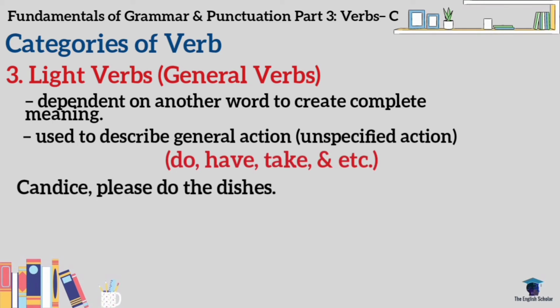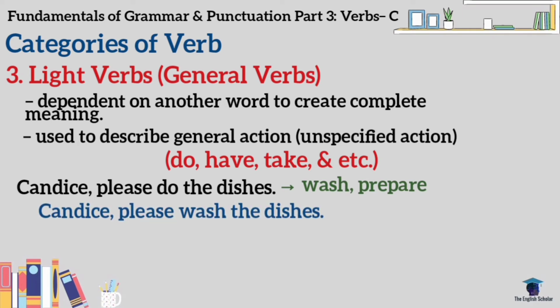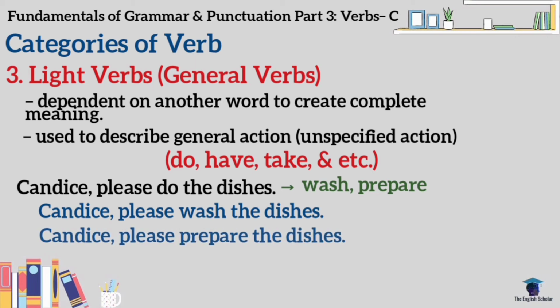Candice, please do the dishes. The word do here is used as a substitute maybe for the words wash or prepare, because we can say, Candice, please wash the dishes, or Candice, please prepare the dishes. Do here is a light verb, because the word do is a general word for actions. The same with have, take, get, make, and etc. More light verbs to be discussed in advanced courses.